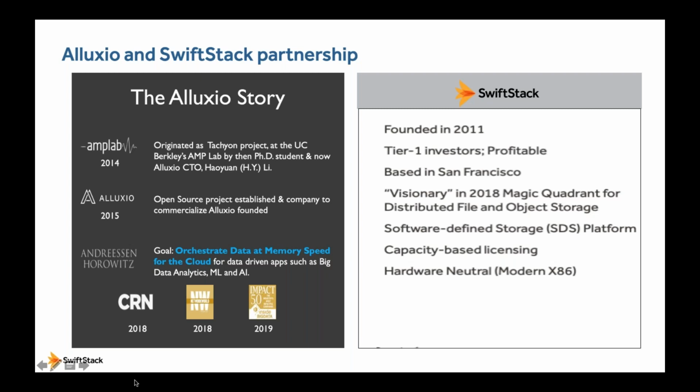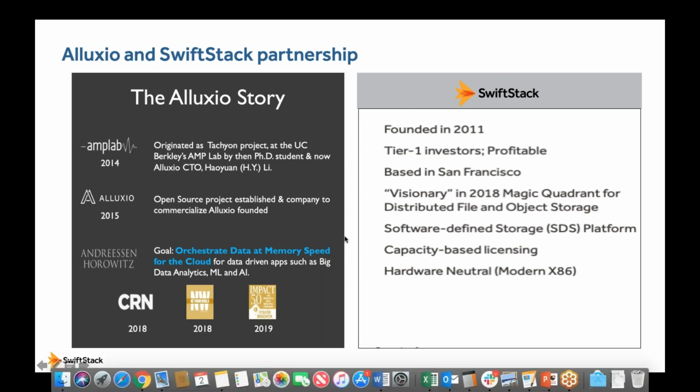Yeah, Alluxio actually started off as a project in the UC Berkeley AMP Lab. Our founder and CTO, Hao Yuan Lee, was a PhD student back then and started off Project Tachyon, which is now Alluxio. Alluxio is established as a company in 2015, and we are an Apache 2.0 open source company with an enterprise edition that we commercialize. And we are backed by Andreessen Horowitz, with the goal of orchestrating data at memory speed for any cloud, big public cloud, private cloud, hybrid clouds, specifically for big data analytics and machine learning workloads, which are increasingly growing to get value and insights from the data that is exploding as well.